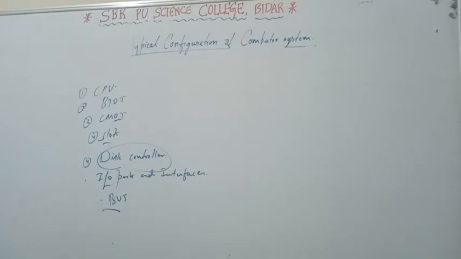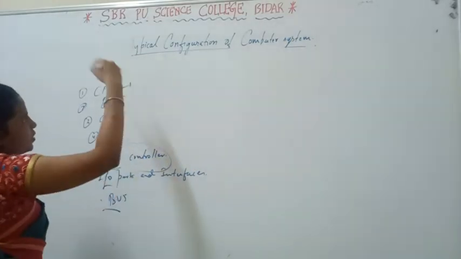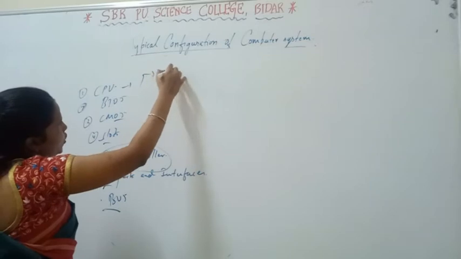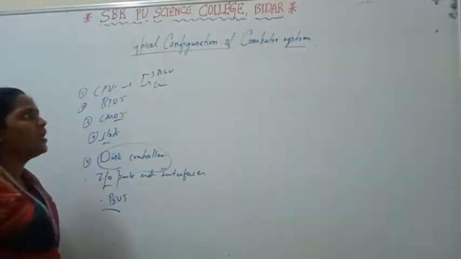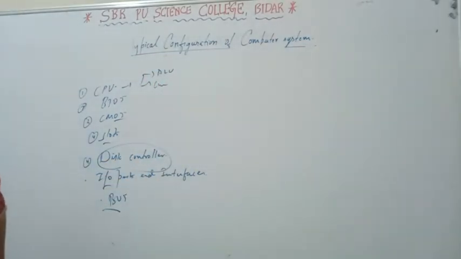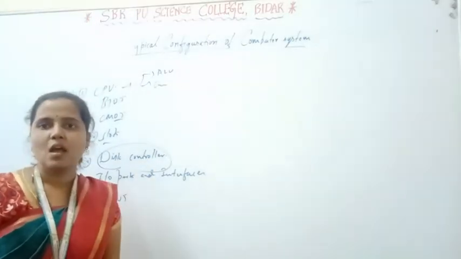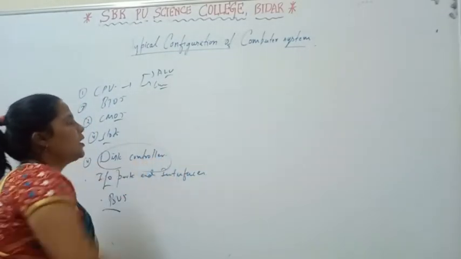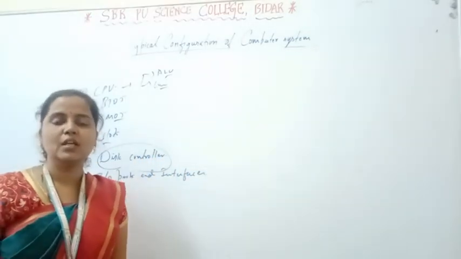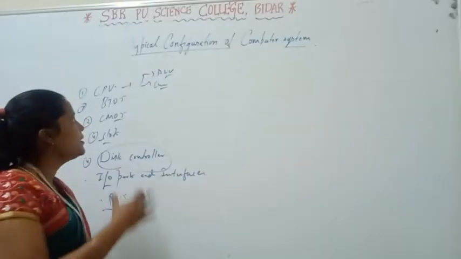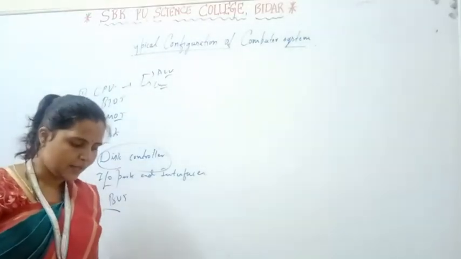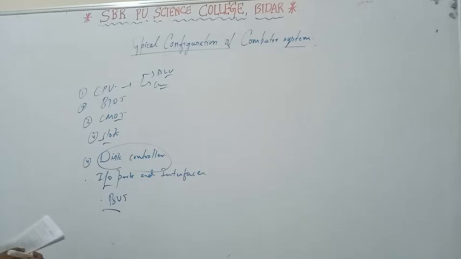Now what is the work of a CPU? Already we know that this CPU contains two units, that is ALU and the control unit. In the ALU, the processing of data, arithmetic or logical operations, are done, and the control unit gives control to various devices according to their needs. Okay, so next, now what is the basic input output system?